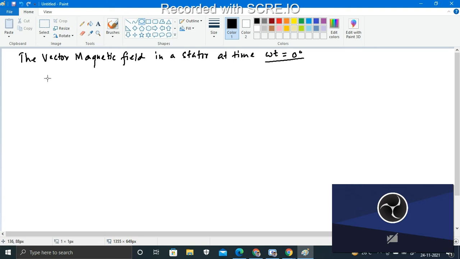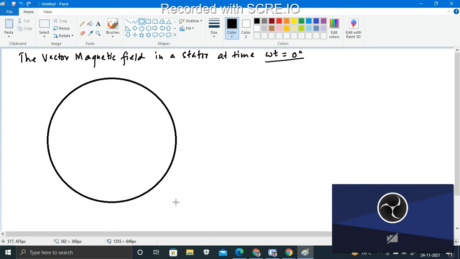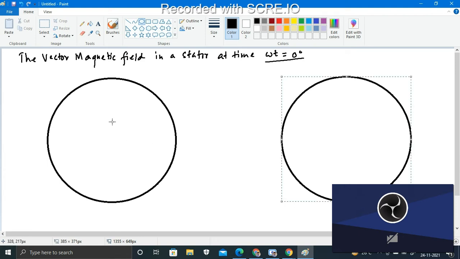First we have to draw like this. And we have to draw another one for omega t equal to 90 degrees, so that is why I will draw again.